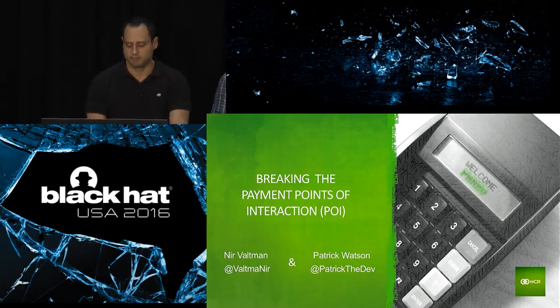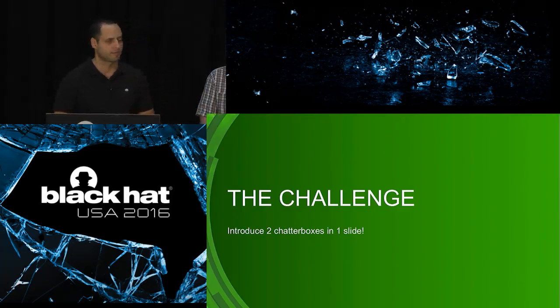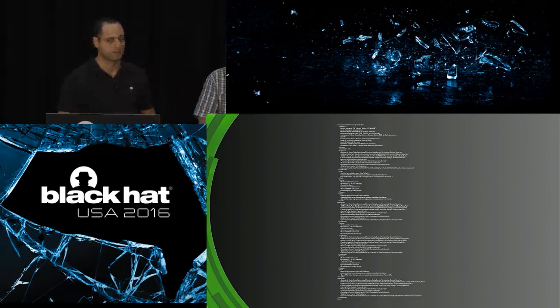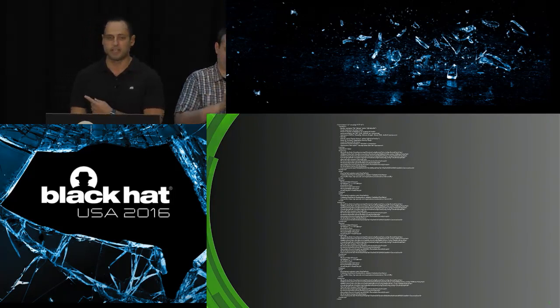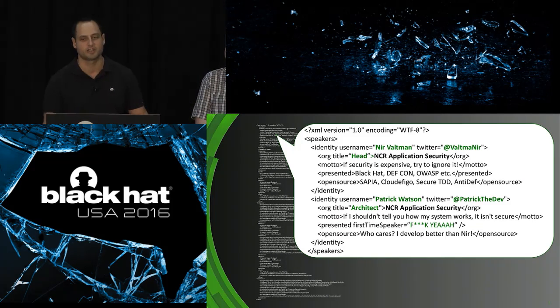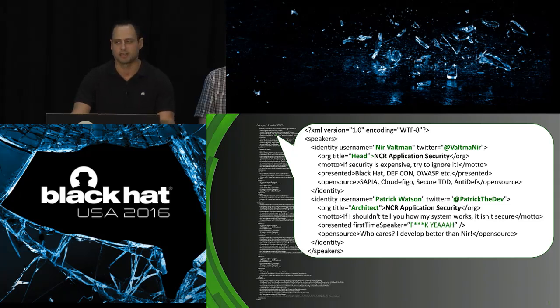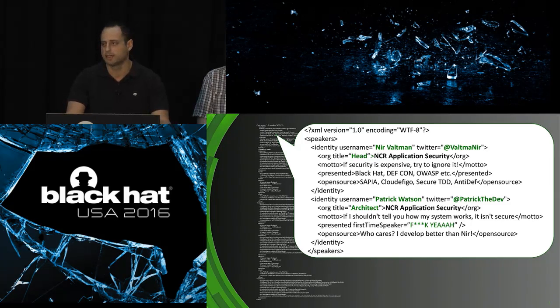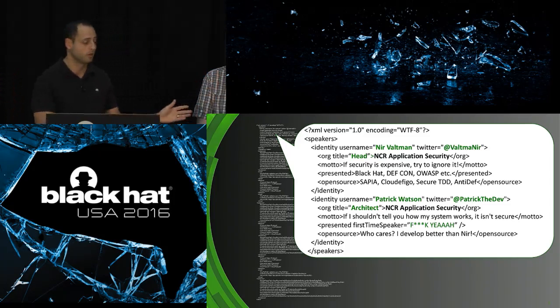Before we begin, we have a small challenge. The challenge is to introduce ourselves. Since we like to speak a lot about ourselves, we made an XML file that describes ourselves. Oh, you can't read it? I thought you could. Okay, anyway, we just made a shorter version of ourselves. I'm Nir. I'm heading the application security for the NCR Corporation. I spoke at several conferences, including Black Hat, DEF CON, and BSides, and I really like to contribute to open source stuff. That's me. I'll hand it over to Patrick.